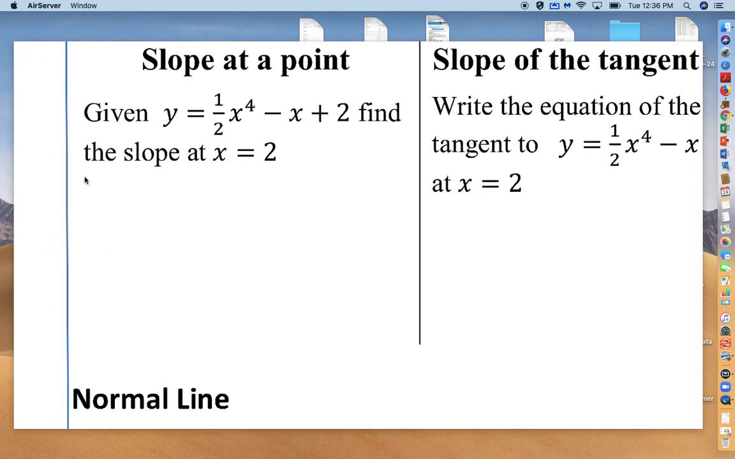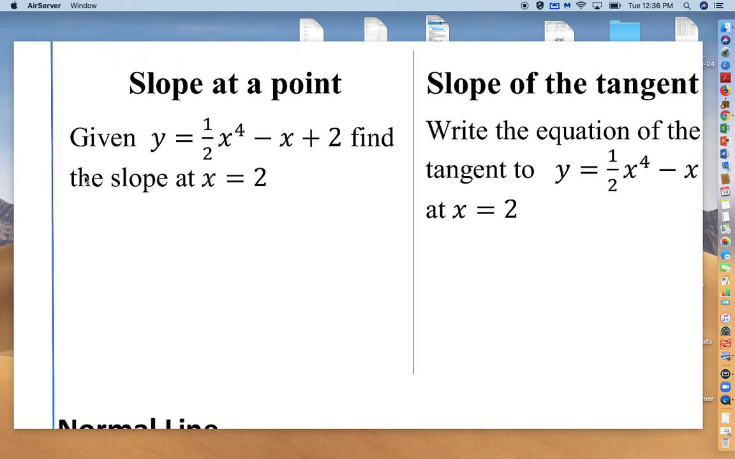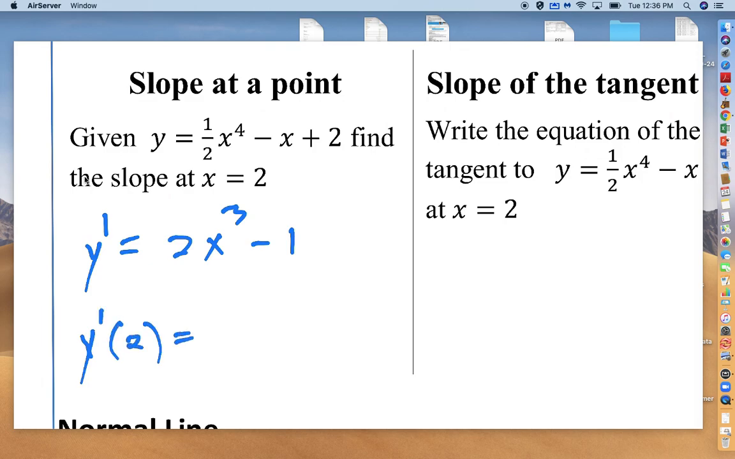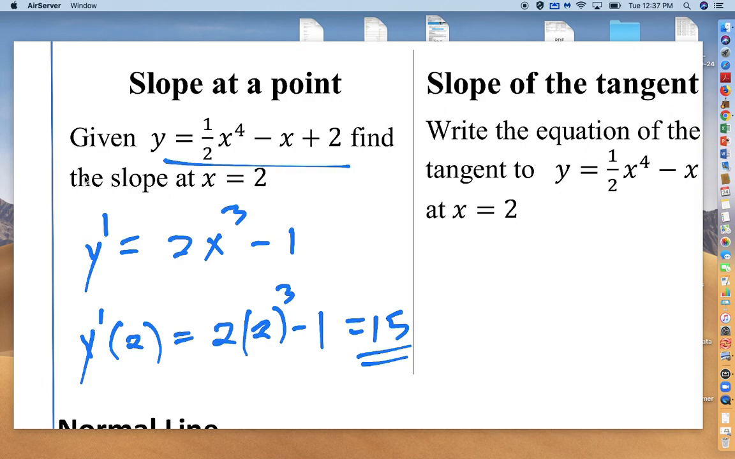It's instantaneous. So when I say, hey, what's the slope at x equals 2 on a particular graph, you need to get y prime, because that's the formula that gives you the slope. And 4 times 1/2 is 2, x to the third, minus 1x, which means the derivative of negative x is negative 1. The derivative of 2 is 0. Now we'll put 2 into that function, and 2 cubed is 8. So I get 2 times 8. Ooh, I just wrote 8. I meant to write 1. But 2 times 8 is 16, minus 1 is 15. That'll be the slope of the tangent line to this quartic function at x equals 2.